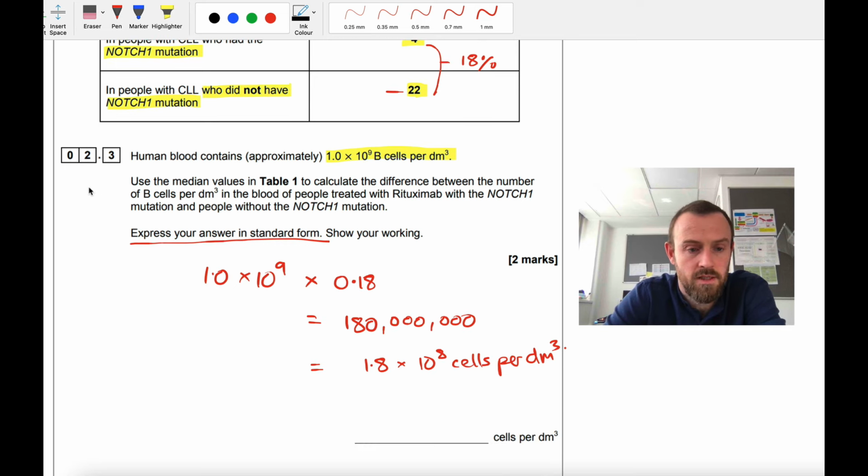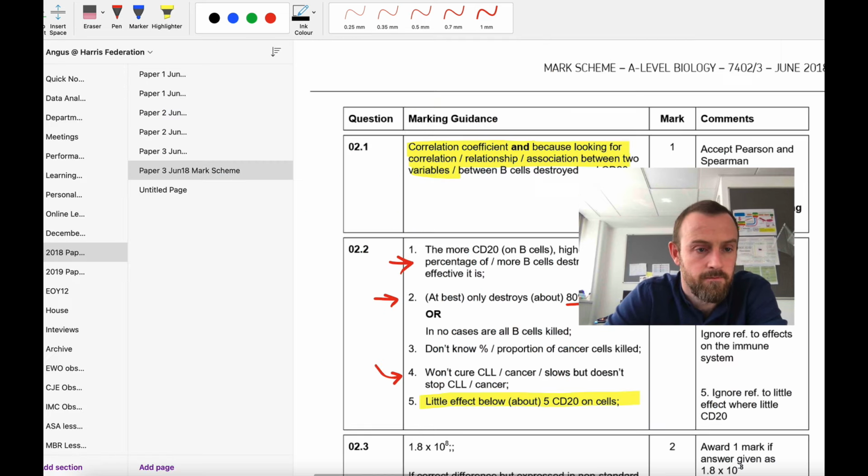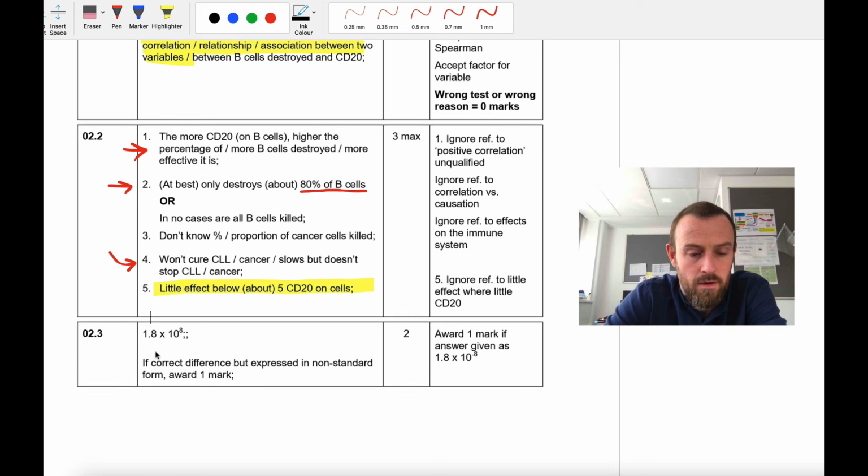All right, let's check it out. See if that's right. I hope it is. 1.8 times 10 to the 8, that is correct.